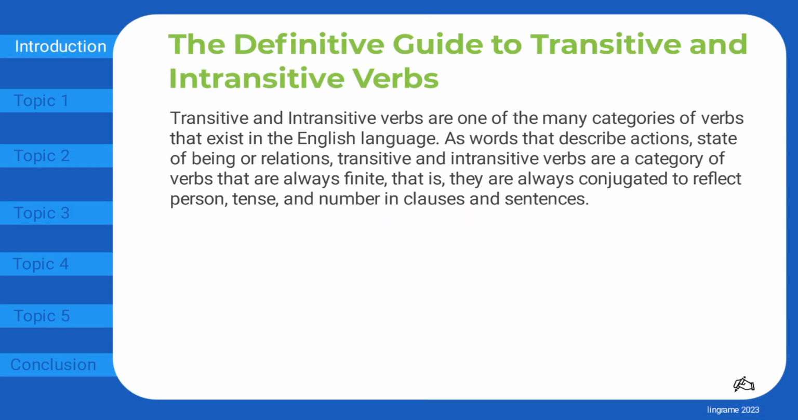The definitive guide to transitive and intransitive verbs. Transitive and intransitive verbs are one of the many categories of verbs that exist in the English language. As words that describe actions, state of being or relations, transitive and intransitive verbs are a category of verbs that are always finite, that is, they are always conjugated to reflect person, tense, and number in clauses and sentences.